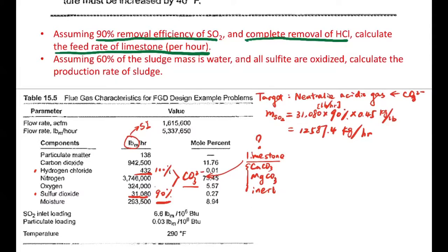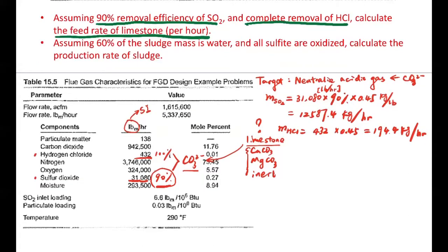So this is the amount of the sulfur dioxide we need to control. I mentioned that it's being reacted at an efficiency of 90%, right? And then we also need to control the hydrogen chloride, which is 432 multiplied by 0.45. That is 194.4 kilogram per hour. So basically, this is our target.